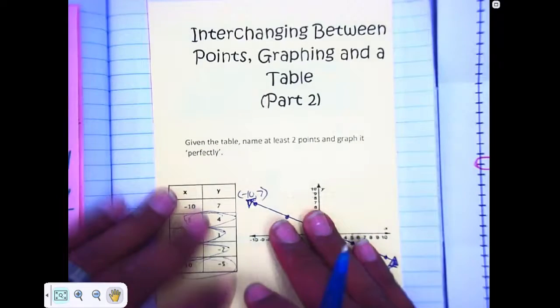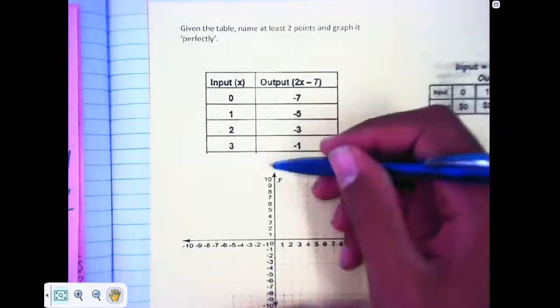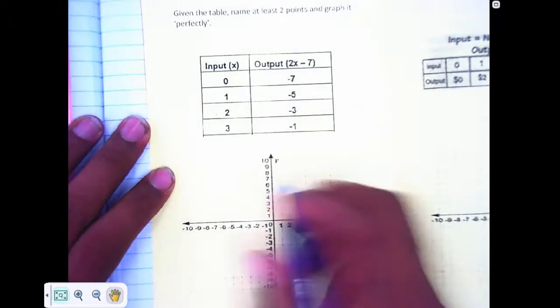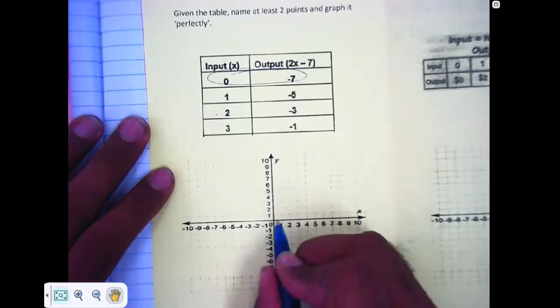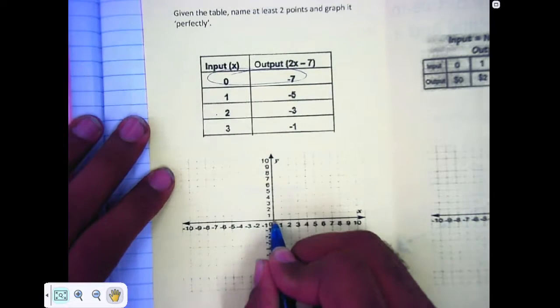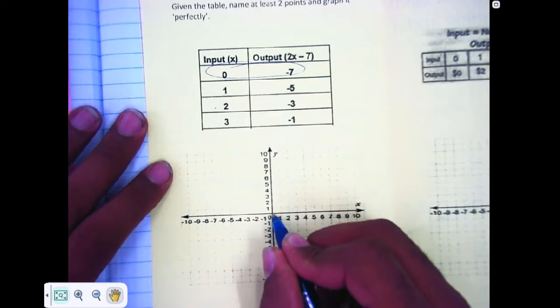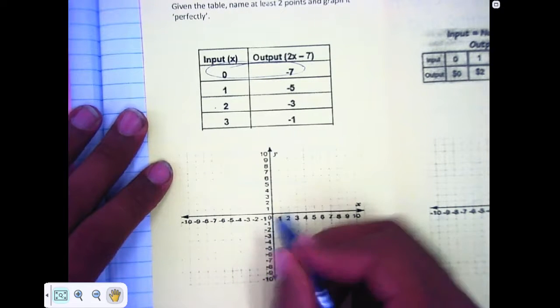Okay, we'll start here on the left. Same process. We're just going to take these points, graph them, and make a line. So for this first point, 0 and negative 7, 0 for x is right here in the middle, so we don't go anywhere along the x-axis, but the y value is negative 7. So we go down 7.